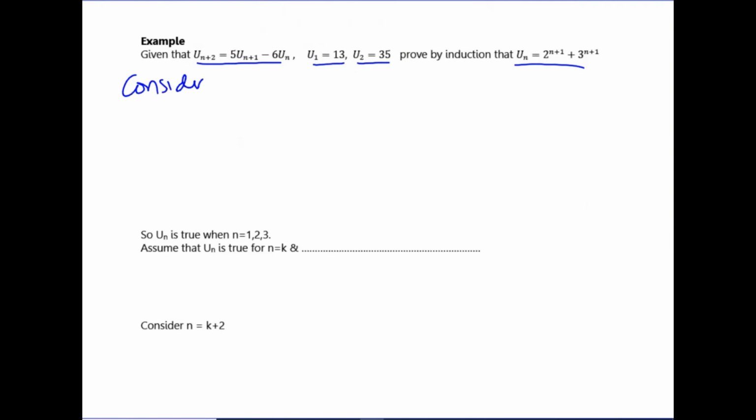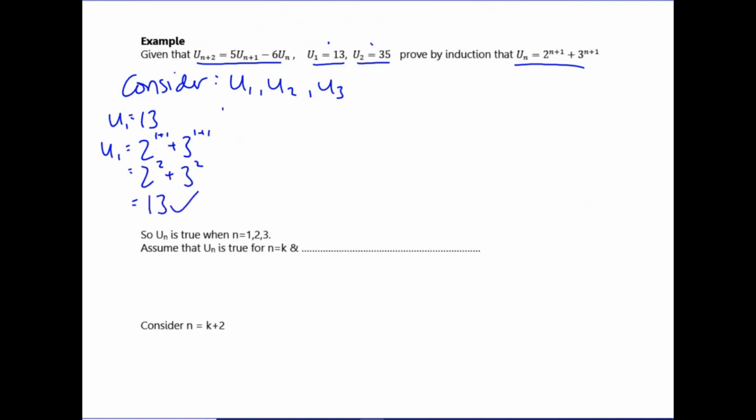Start off with, we must consider U_1 to show that the first term works, U_2 to show that the second term works, and to show that one of the recurrence relation terms works, we have to consider U_3 as well. U_1 equals 13. From the nth term, this is 2 to the 1 plus 1 plus 3 to the 1 plus 1. That's 2 squared plus 3 squared, so 4 plus 9, which equals 13. That's true.